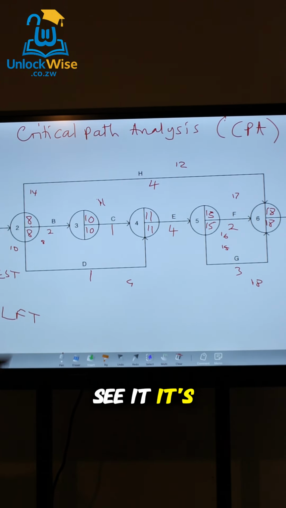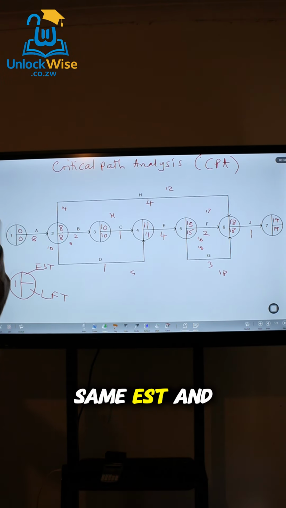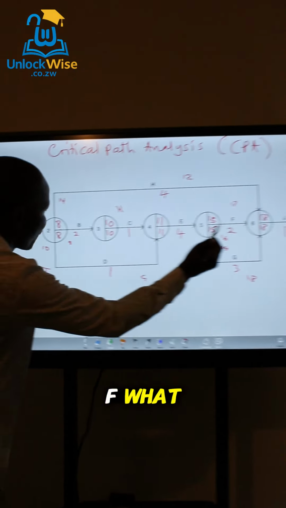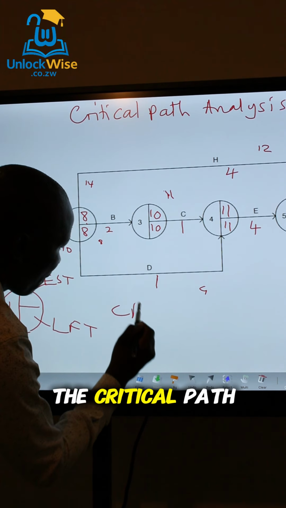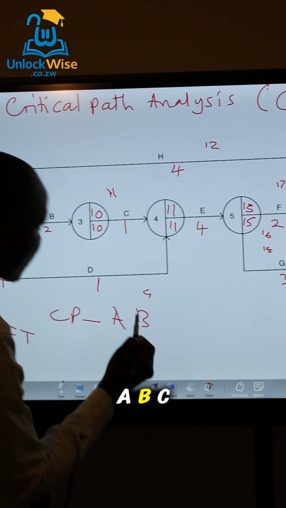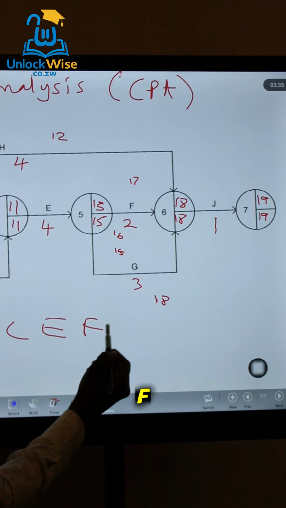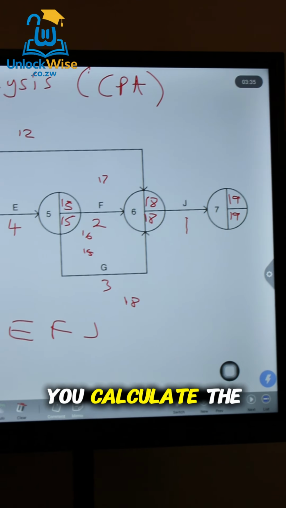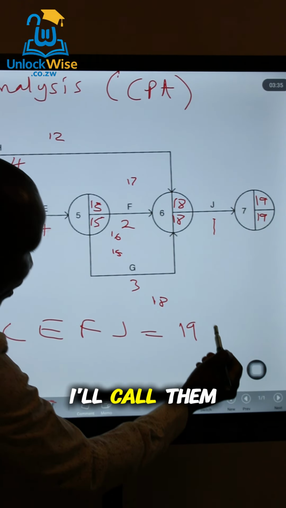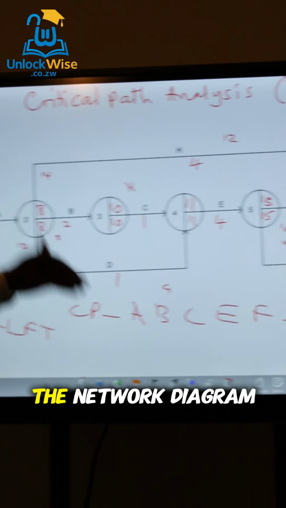How do we see it? It's easy for us. The critical path always has the same EST and LFT. Like in this case, we can see the root that has the same EST and LFT, which is, so the critical path is the root with A, B, C, E, F, J. And if you calculate the duration, you will see that the critical path duration is 19. In this case, I'll call them days, 19 days. So that is the network diagram.